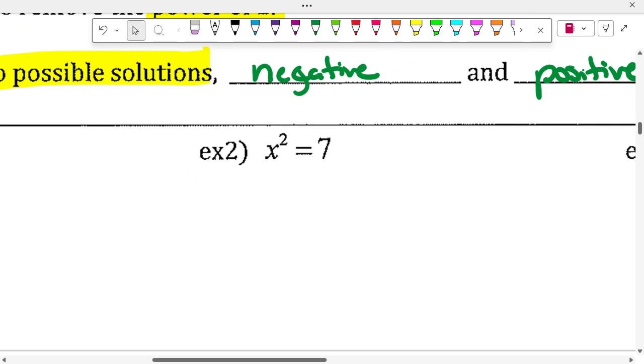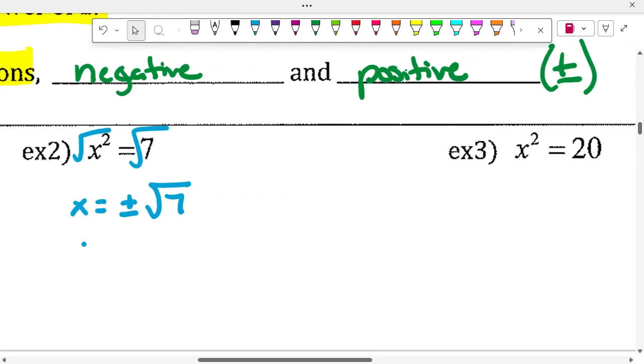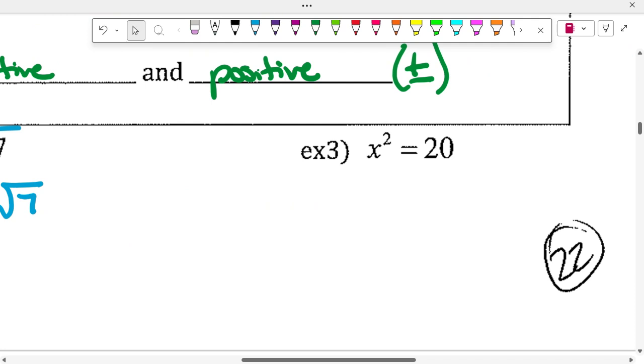What about this one? Square root 7. Yep. So x is equal to plus or minus the square root of 7. Because technically the square root of 7 is a number. So you need the positive version of it and the negative version. What about this one?